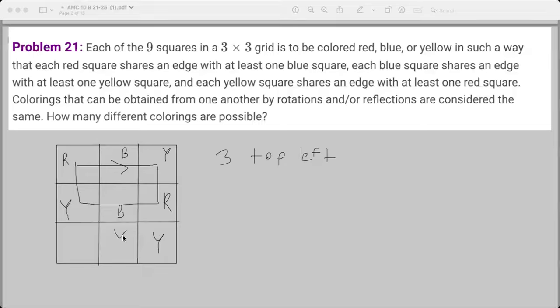But what happens if we make it yellow? Then we need to make this square red. But then this square has no blues to connect to. So once again, it's impossible. So this square can't be yellow. It has to be red or blue.